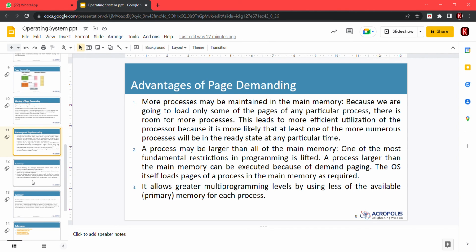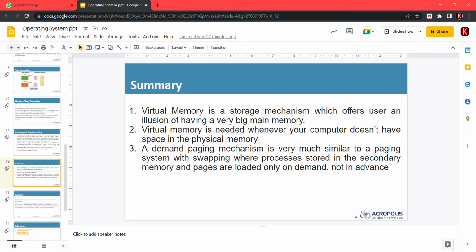Now, the summary of the presentation is: first, virtual memory is a storage mechanism which offers the user an illusion of having a very big main memory. Virtual memory is needed whenever your computer does not have space in physical memory.